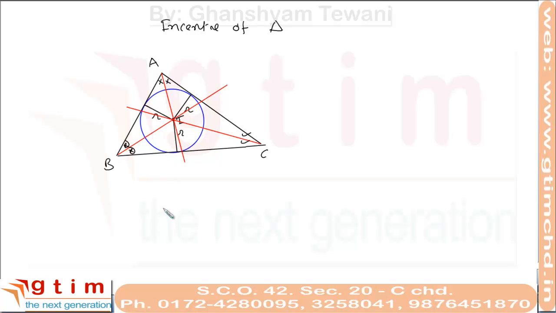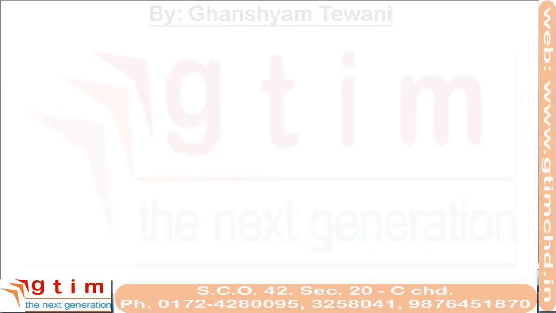Also, it is center of incircle which touches all the three sides of triangle. Now, incenter of triangle always lies inside triangle, whether triangle is acute angle, obtuse angle or right angle. Let's see one important geometry related to incenter, or in fact angle bisector of triangle. Consider one acute angle triangle ABC.